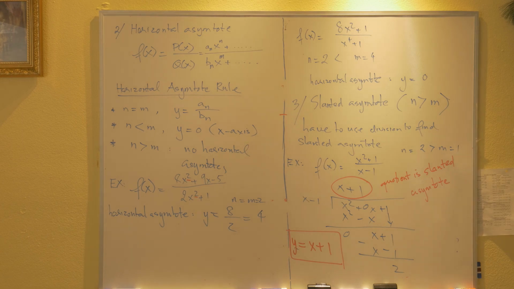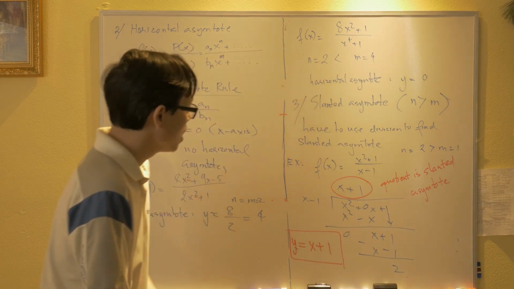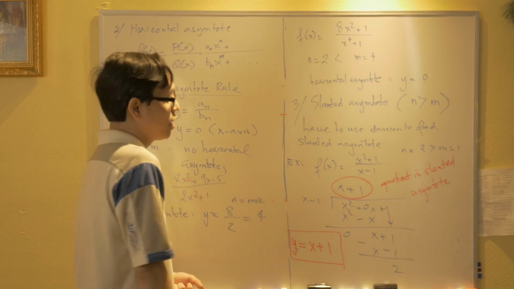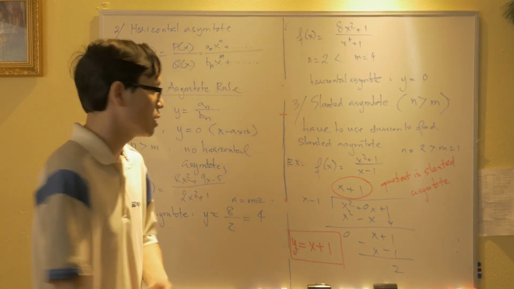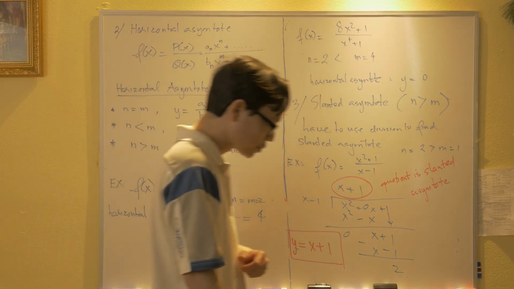So it's very easy. All you have to do is a long division. Okay. So you must be able to do long division in order to find a slanted asymptote, and to determine whether you have a slanted asymptote, you look at the highest exponent of the top and the bottom.